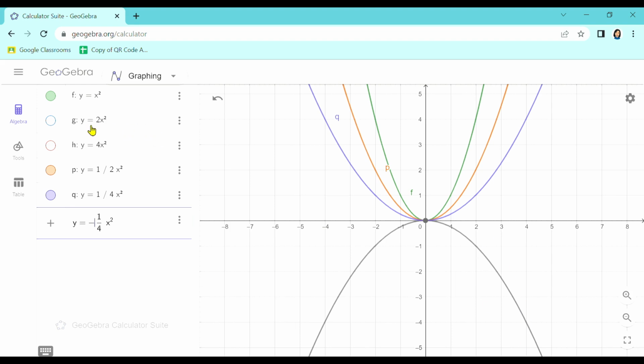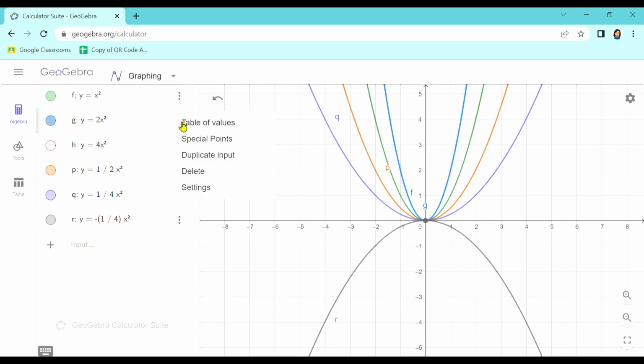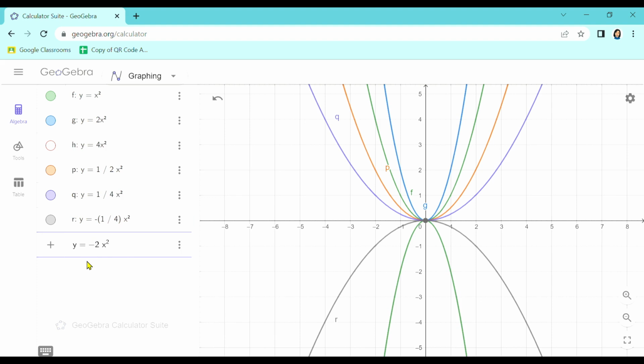Now let us try with our a greater than 1. I'm going to take this. So the blue one is y equals x squared. I'm going to duplicate this input, but this time I'm going to make it negative. So the blue graph reflects down. Our parabola now opens downward.